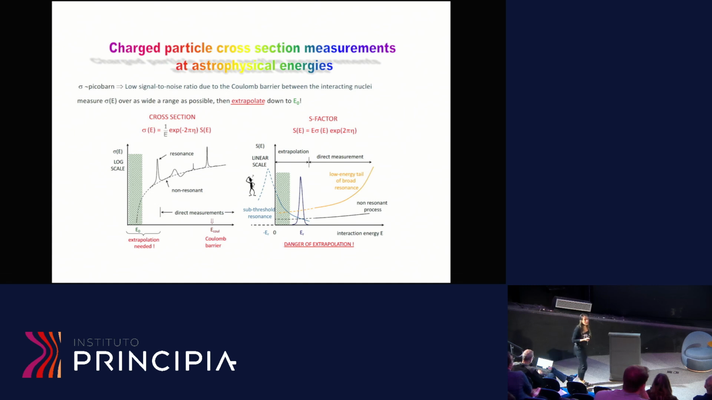And so people try to get to the astrophysical region with a lot of troubles. Just consider that the astrophysical region for the inner part of our sun means energies of the order of tens of keV, while the Coulomb barrier between two protons is around 500 keV. So there are orders of magnitude of difference, so the cross-section really drops. And so how to get some information of astrophysical relevance?